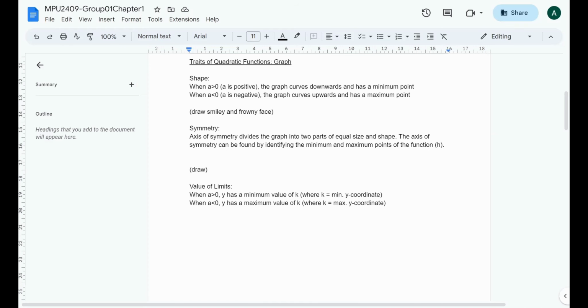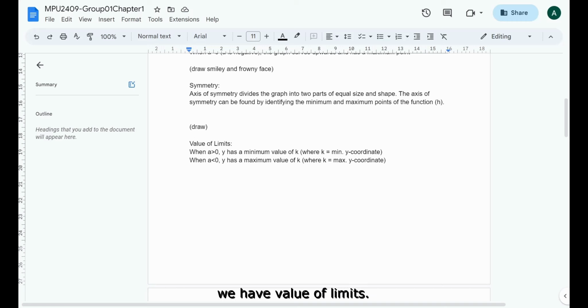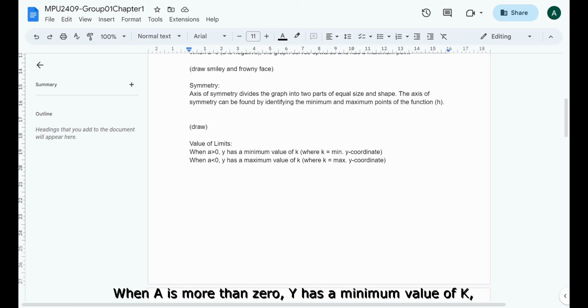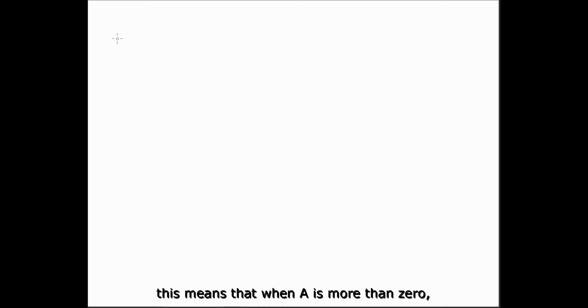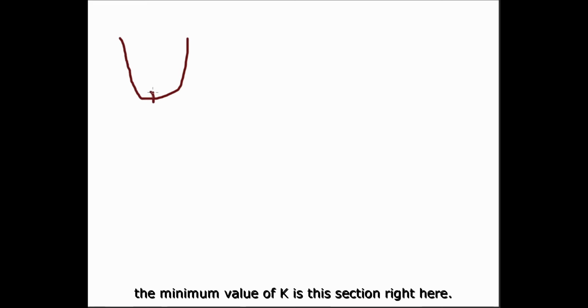Alright, next we have value of limits. This is pretty simple. When a is more than 0, y has a minimum value of k, and when a is less than 0, y has a maximum value of k. This means that when a is more than 0, the minimum value of k is this section right here. This would be k, in which the value of y cannot get any lower than this.